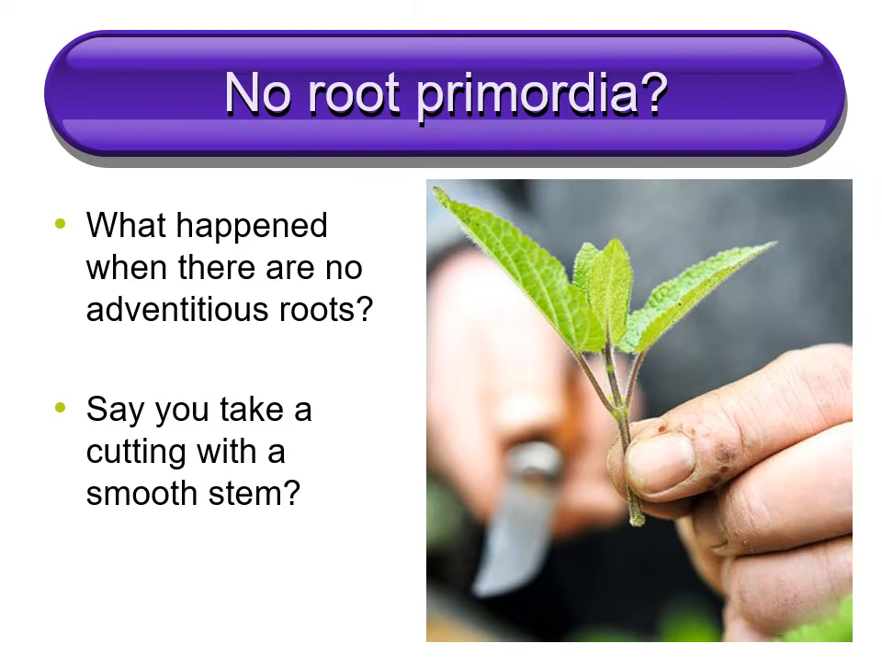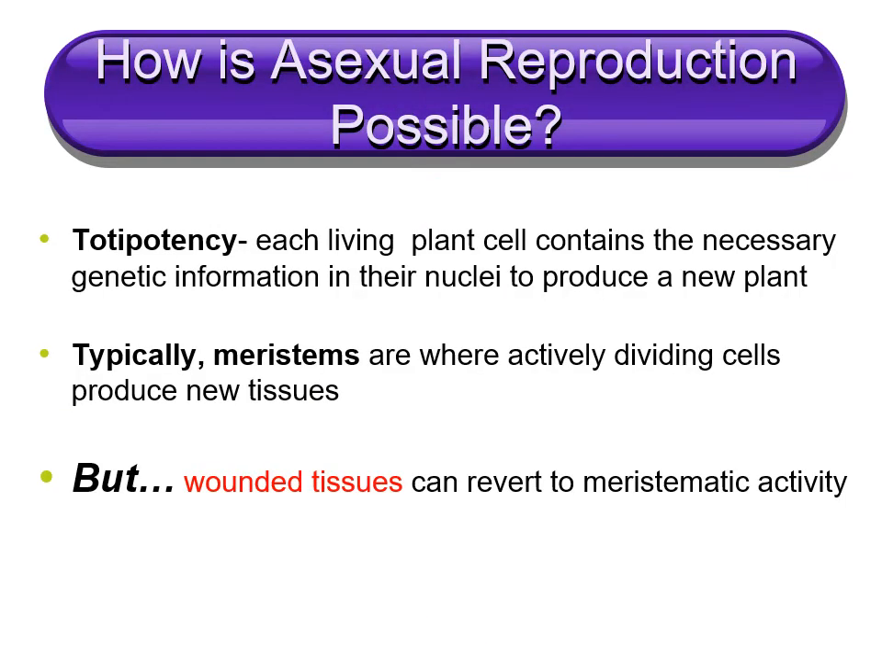Now, what do you do when there's no root primordia or adventitious roots? So let's say you take a nice vegetative cutting, there's no roots on it. What are we going to do? What happens? All right. Let's review a couple of things from the tissue culture class and talk about that briefly.